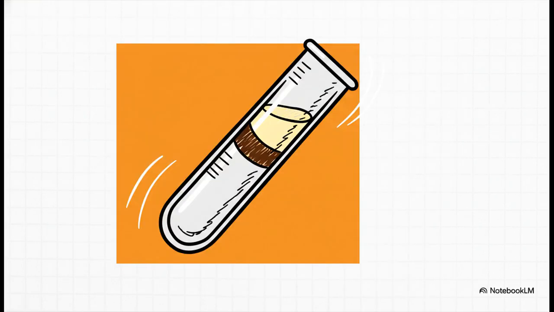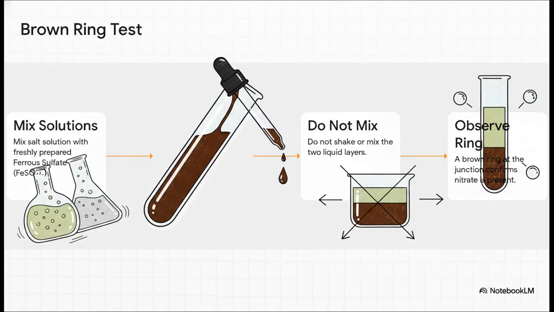And now, for one of the most famous tests in all of chemistry. If we think we have a nitrate ion on our hands, the brown ring test is the classic, most elegant way to confirm it. Honestly, doing this test is almost like an art form. You mix your salt solution with some freshly made ferrous sulfate. Then, you tilt the test tube and you carefully, gently let concentrated sulfuric acid trickle down the inside. The key here is you do not shake it.